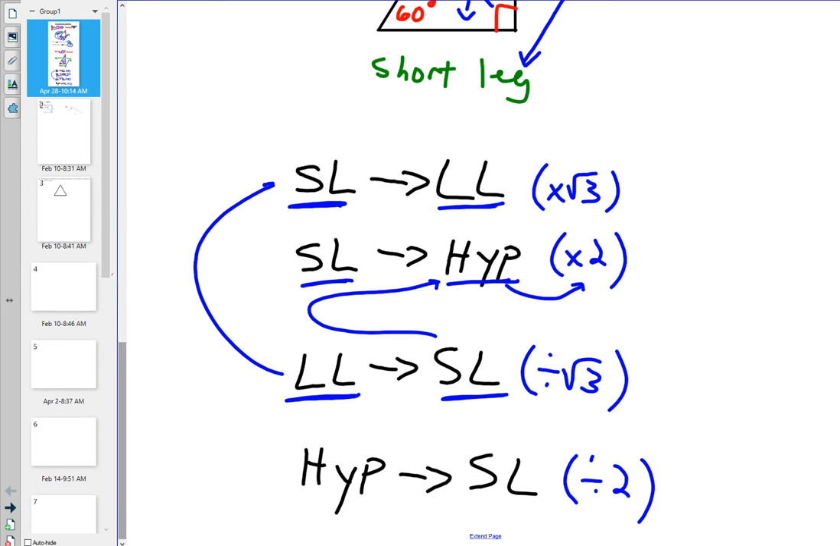That's just the opposite of what you saw here. Instead of times square root of 3, it's divided by square root of 3. If they give you hypotenuse and they want short leg, then just divide by 2.